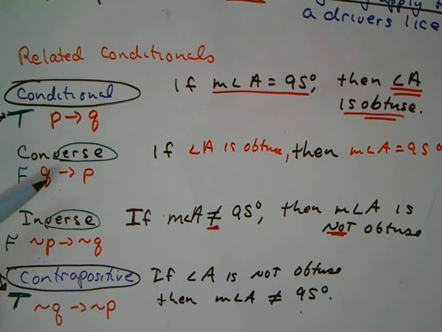So conditional, P implies Q. If P, then Q. Converse, Q implies P. If Q, then P. Inverse, not P implies not Q. Same order as the conditional, different truth value. And contrapositive, not Q implies not P. Think of it as the converse of the inverse. Turned it around, added not.